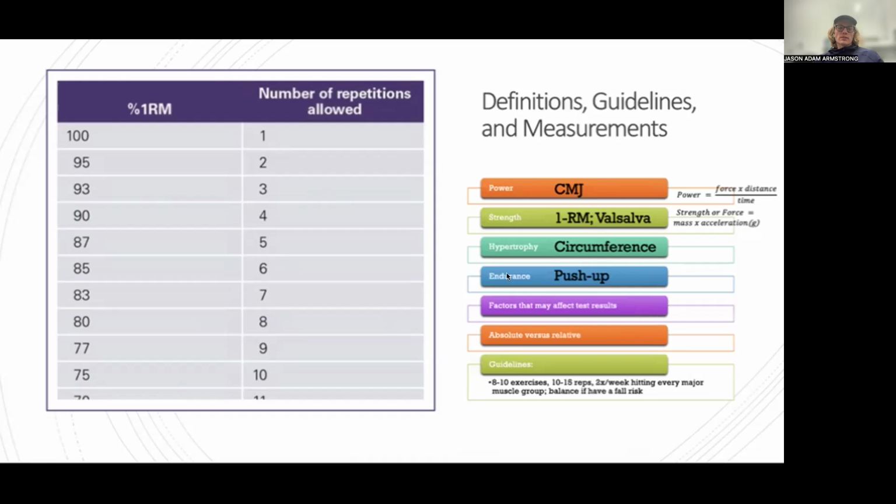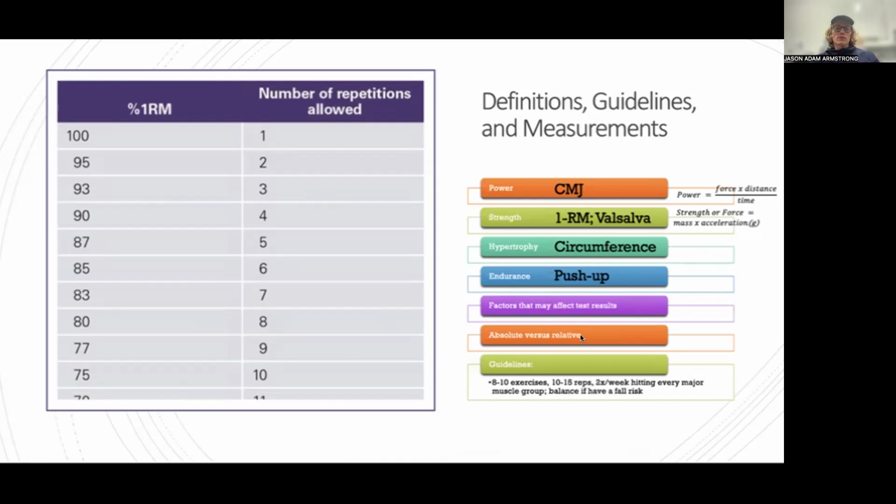I already talked about factors that may affect the results: the speed of the movement, the joint range of motion, the posture used, performing the Valsalva maneuver or not. So just be aware that the standards you're comparing people against have specific protocols. And if you really want to make those comparisons, then you should go figure out what the exact protocol is.